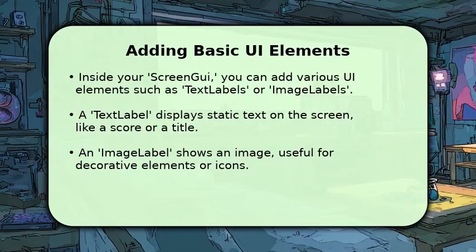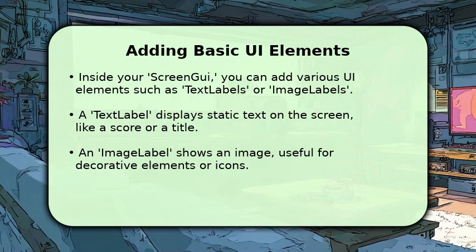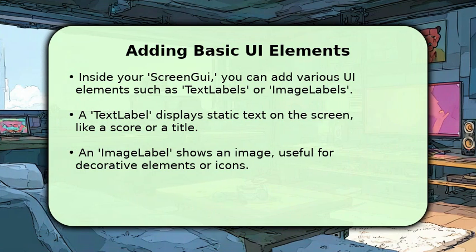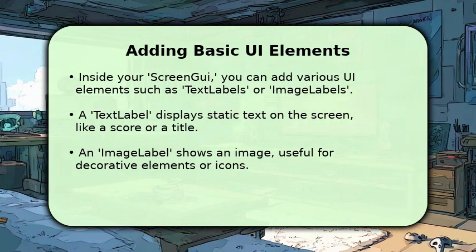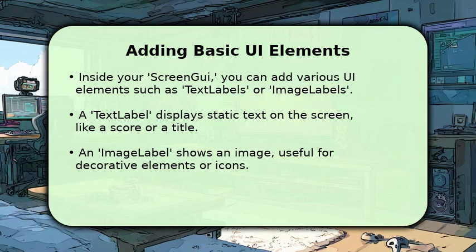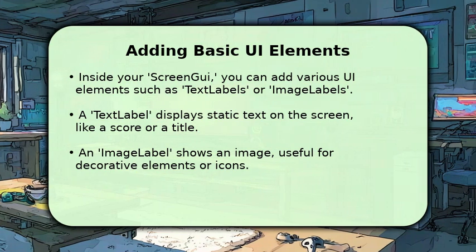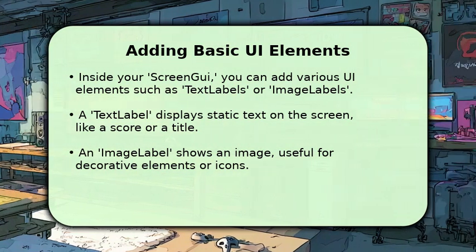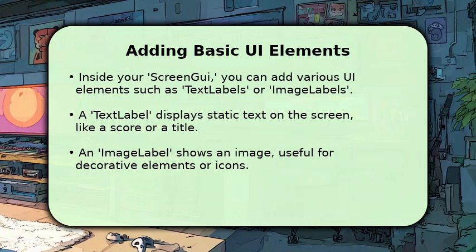Now that you have a Screen GUI, let's add some basic elements. Hover over your Screen GUI, click the plus sign, and choose Text Label. You will immediately see a white box appear in the top left corner of your game view. In the Properties window, you can change its text property to display any message you like, such as Welcome to the game. Similarly, you can insert an image label if you wish to display an image. Just remember to upload your desired image to Roblox first.